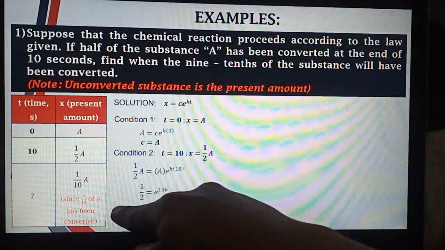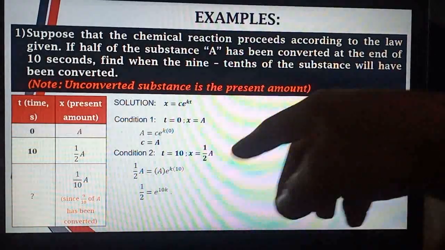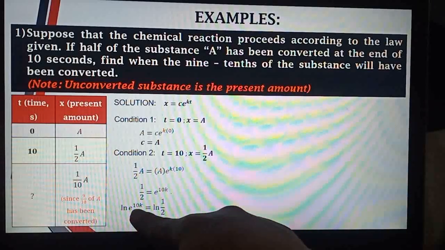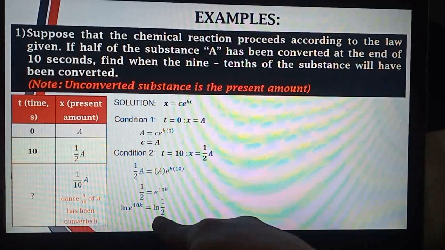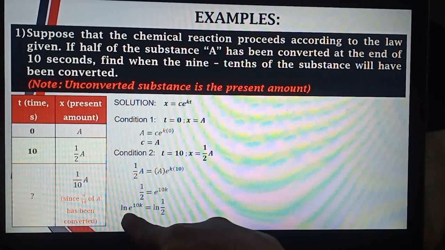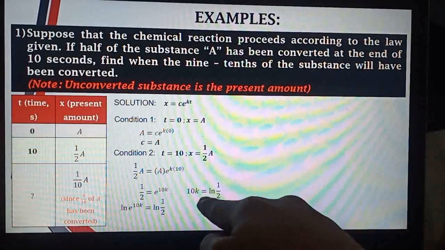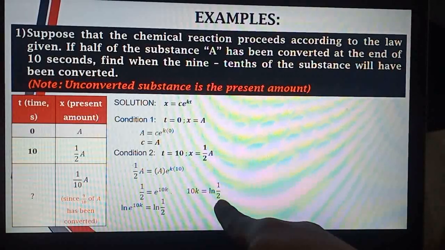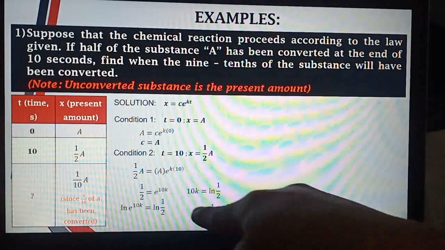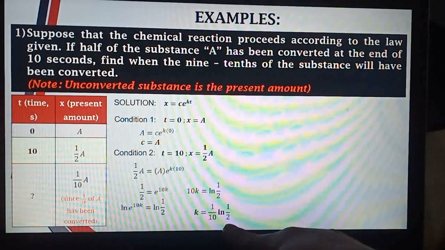So ang mangyayari, you will now have 1/2 equals e raised to 10k. Now, taking the ln of both sides, you will now have ln of e raised to 10k, then equals to ln of 1/2. Then through the property of natural logarithm, if you have ln of e raised to 10k, ang matitira na lang sa side nito is 10k. So you will have 10k equals ln of 1/2. Then divide natin both side by 10. Now the value of our k is 1/10 ln of 1/2. So you have the value of k.